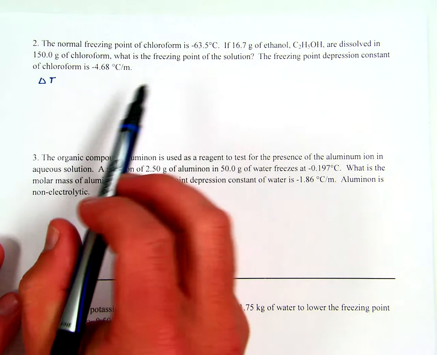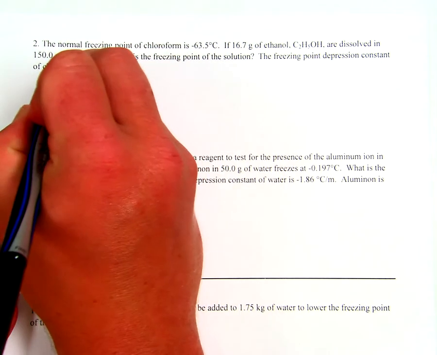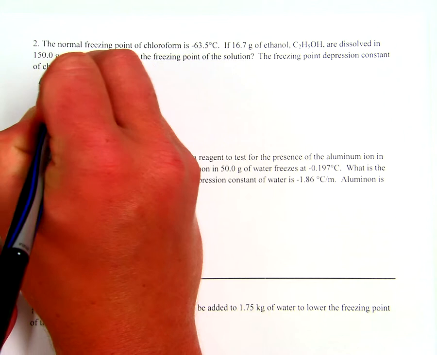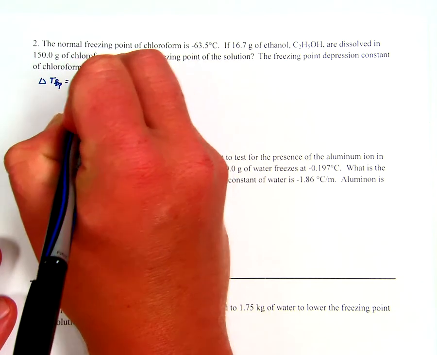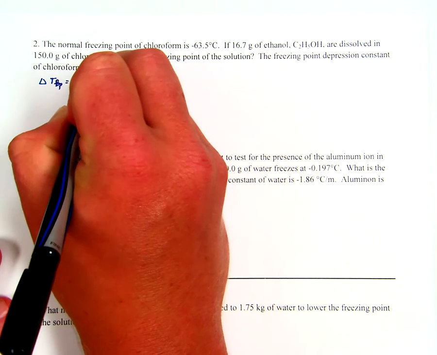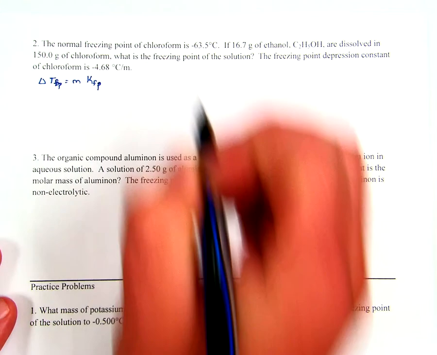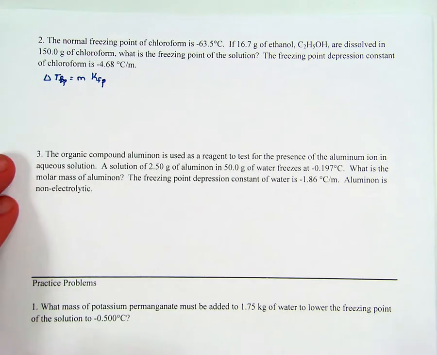In the middle of the problem here, just writing the equation, we know that the change in temperature of the freezing point of the solution will be equal to the molality of the solution times the freezing point depression constant. So as always, we need to calculate the molality.